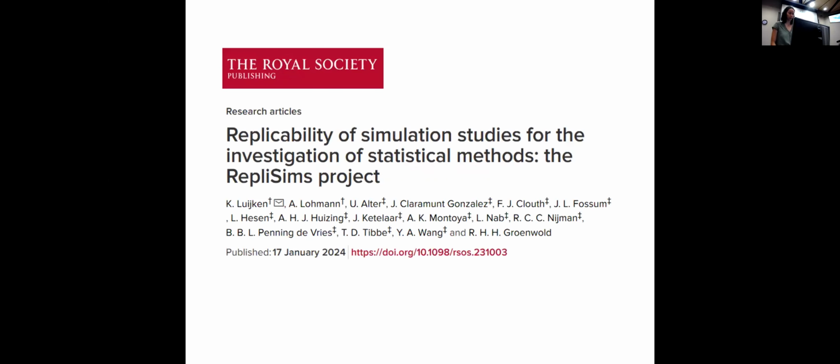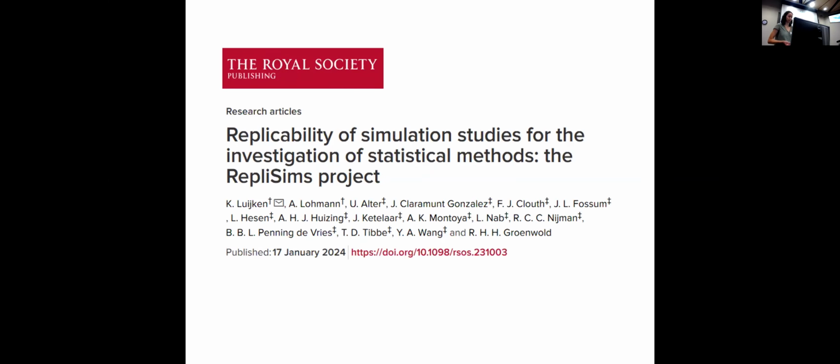So as we've been discussing in this session, science is going through a replication crisis. Certain empirical studies have been found to be irreplicable. This replication crisis may not be only applicable to empirical studies, but potentially also statistical method research.